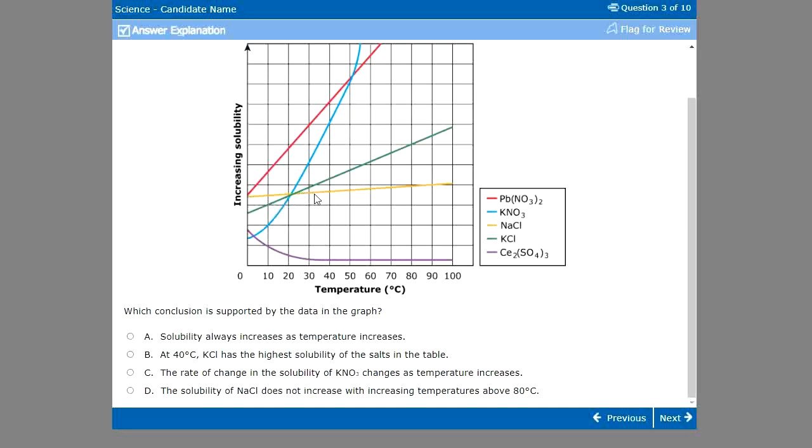And the same if we go from 30 to 50, it increases more or less by almost one full step. So this increase is always the same if we have a linear slope, which means the rate is constant here. If we have a curved line, the rate of change is changing, and that is the case for potassium nitrate. So the correct answer here is C, the solubility of.